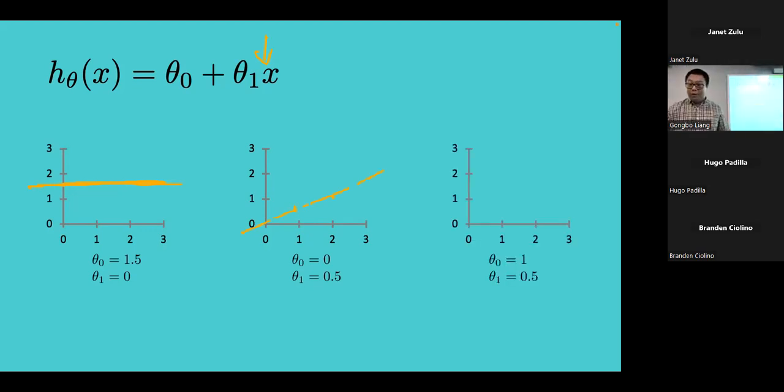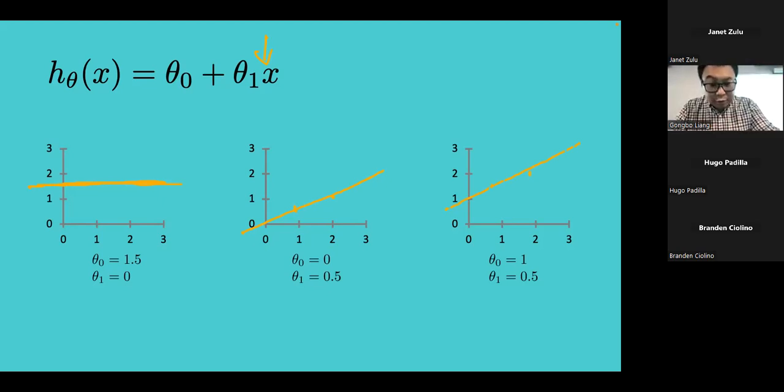And then one more example. If my theta 0 is 1 and theta 1 is 0.5, then if my x is 1, the output is 1.5. If x is 2, then the output is 2. And so I will have a line like this. So really, given a data set, if I can figure out theta 0 and theta 1, I will have my model.